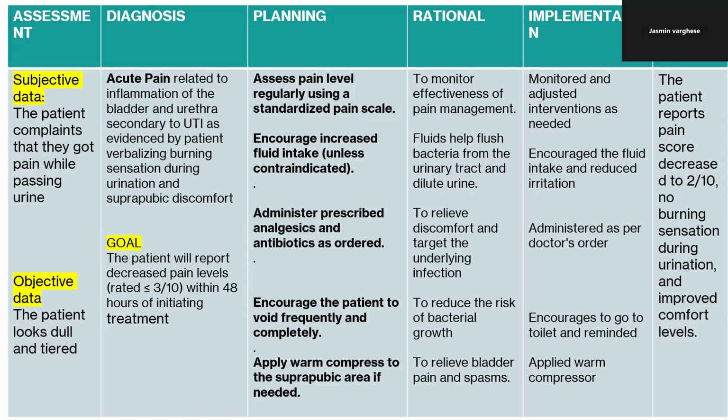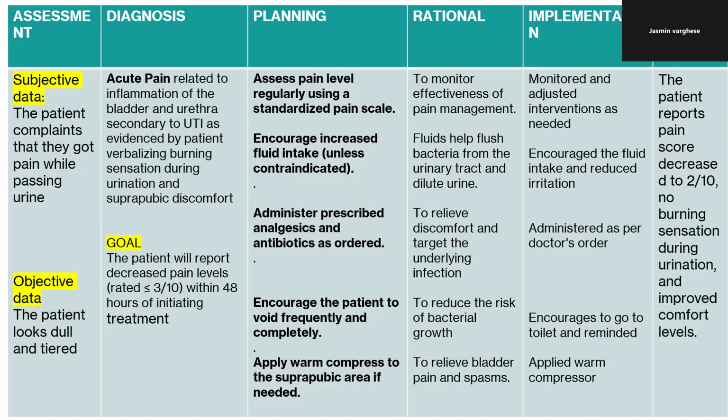In the second column, you have to write the nursing diagnosis like acute pain related to inflammation of the bladder as evidenced by patient verbalizing burning sensation during urination. Then what is the goal? The patient will report decreased pain level, because the diagnosis is pain. So the patient will report decreased pain levels within 48 hours of initiating the treatment. Here you can see it is in future tense, always future tense: the patient will report. After that, you can write the planning. Planning will be in present tense because that is a plan. Assess pain level regularly using a standardized pain scale.